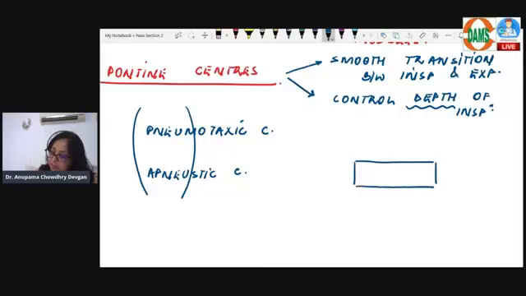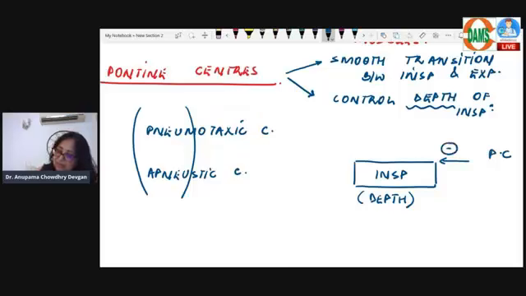Now let us see how they control the depth of inspiration. The pneumotaxic center inhibits the depth and the apneustic center strongly excites the depth of inspiration. Please understand, the pontine centers primarily control the depth, not the rate. Pneumotaxic center will inhibit the depth, apneustic center will strongly excite the depth of inspiration.